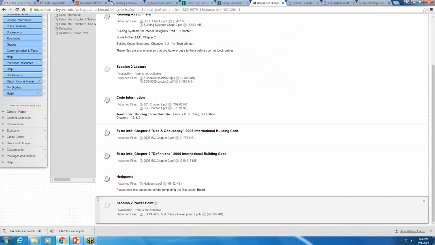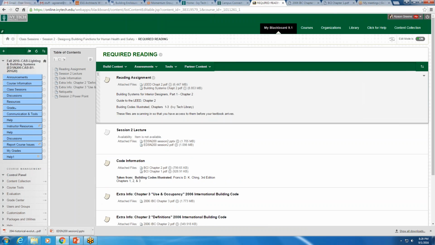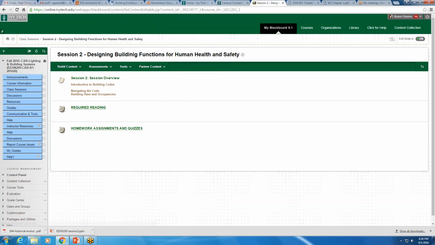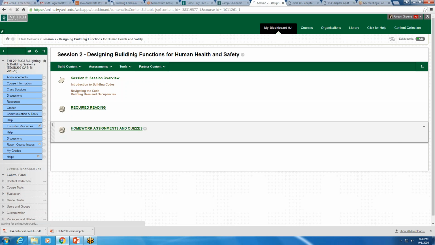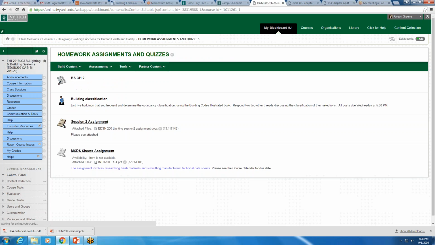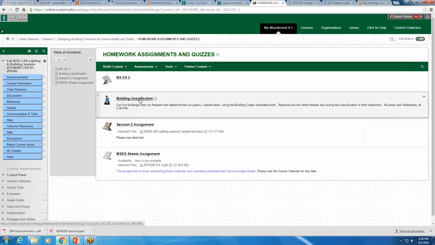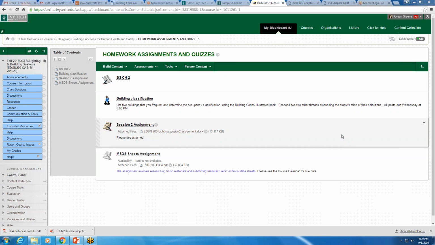So going back into this week, if we look at your homework, we're under reading right now. If we go back under class session 2, homework and assignments and quizzes, here we have your discussion board. List 5 buildings that you frequent and determine the occupancy classification using the Building Codes Illustrated book. Respond to 2 other threads discussing the classification of their selections. All posts are due Wednesday at 5 p.m.